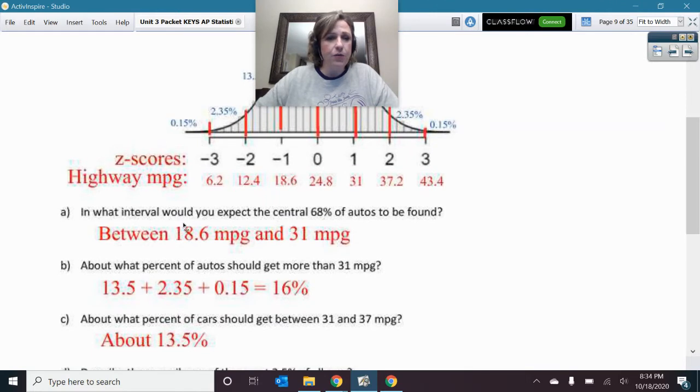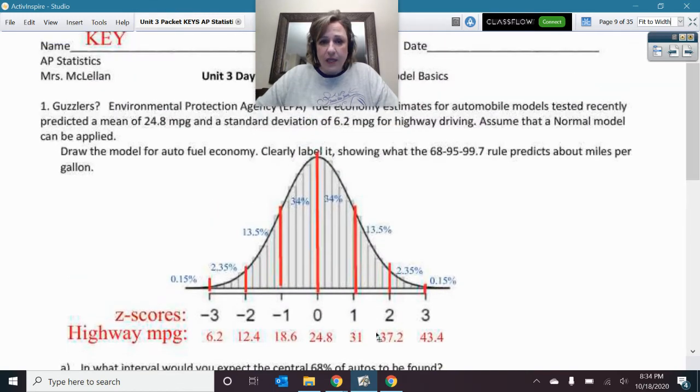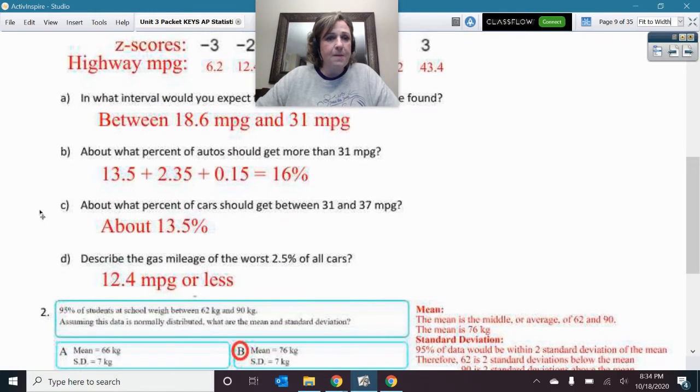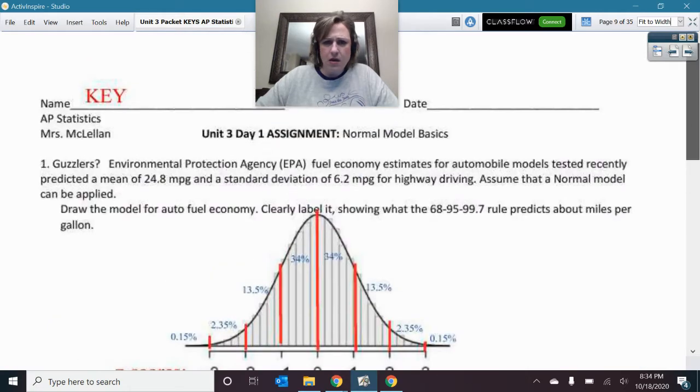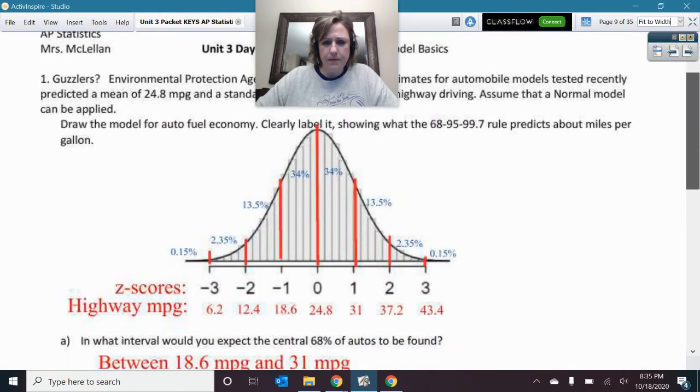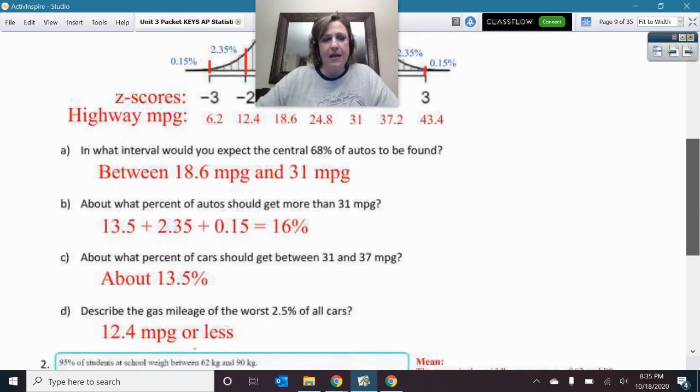All right, so then we can tell these were just some basic questions. And then once you have this established up here at the top correctly, you can answer these easily. So this one was the 68% between 18.6 and 31. More than 31, we added those together, and then that's 16% in that top part. About 13.5% were between 31 and 37. Okay, so that was interesting because it asked about 37 when our point here was at 37.2. So I guess I said about.